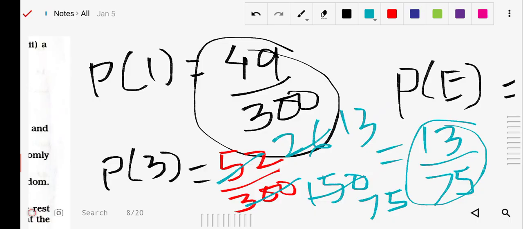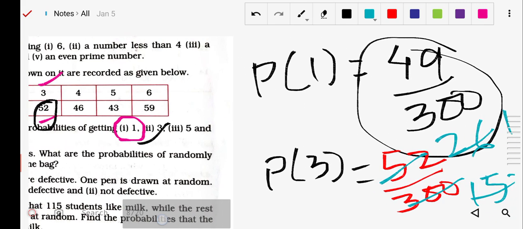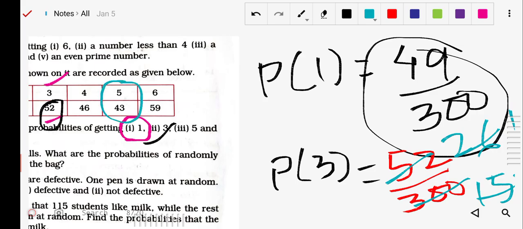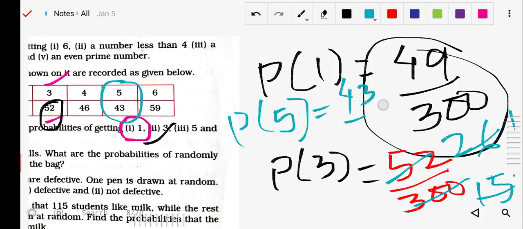Next, question number 3 is the same, for 5. What is the probability of getting 5? As you can see, 5 occurs 43 times. So the probability of getting 5 will be 43 by 300.